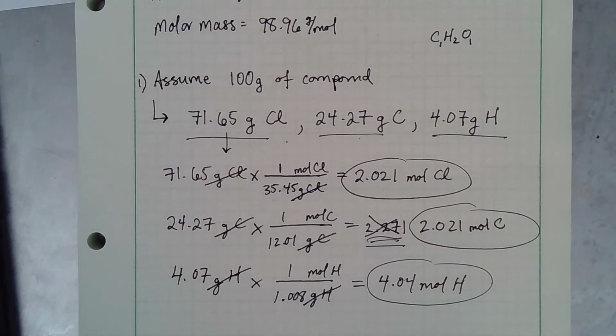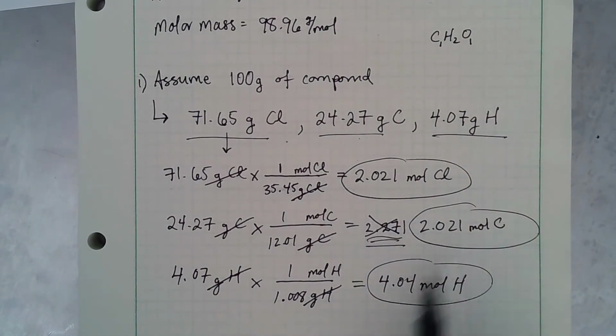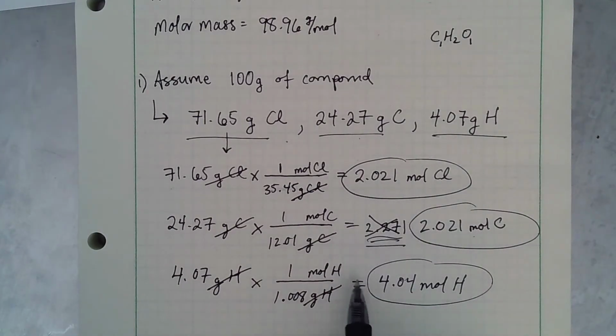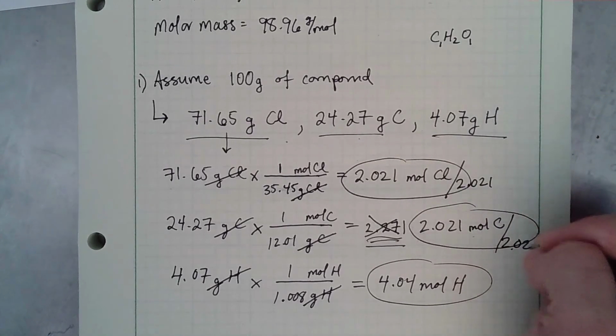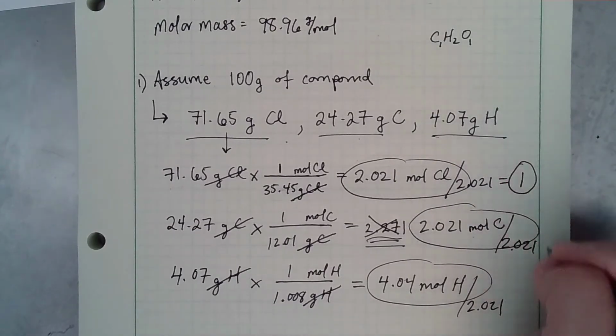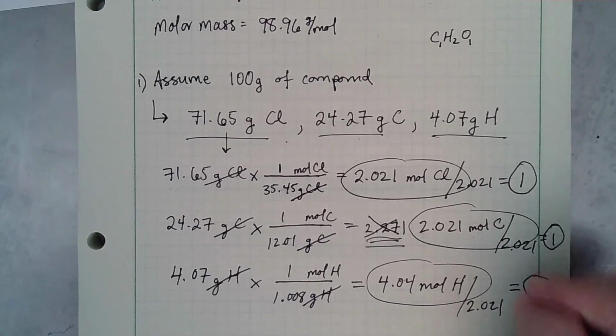Now there is an actual way to confirm that. What you can do is take the smallest of these 3 numbers, and these happen to be tied for the smallest, and divide all 3 numbers by the smallest of the 3. So if I divide each number by 2.021, here's what I get: 1, 1, and this is going to be basically 2.